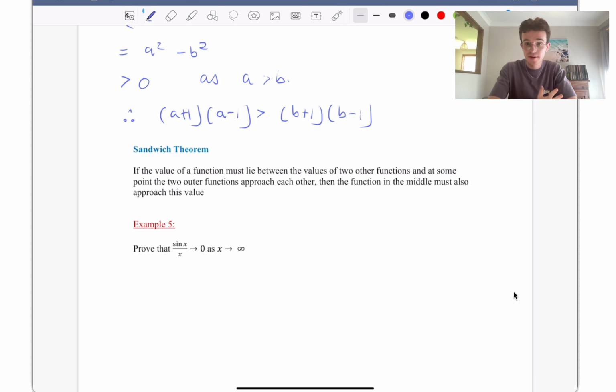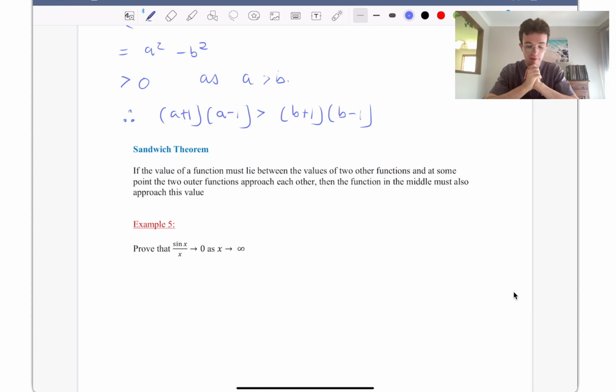So, funny name, but the sandwich theorem basically tells us that if we've got a function that's in between two other functions, then if the functions on either side of the thing in the middle approach some value, then the middle at some point must also approach this value.